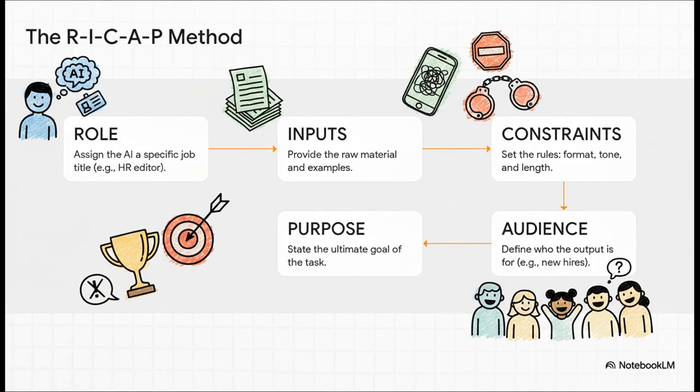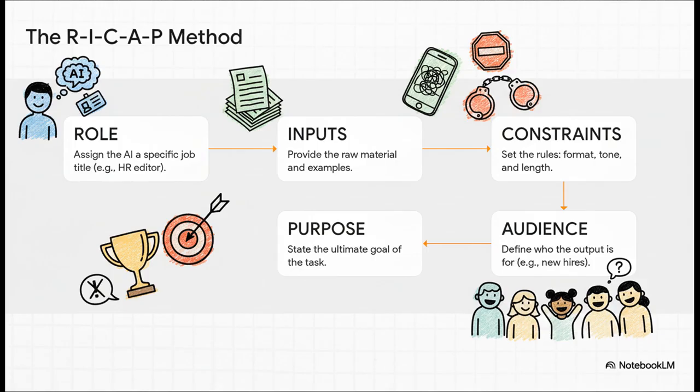Let's break down RICAP. First, R is for role. You tell the AI to act as an expert, like a professional HR editor. Next, I is for inputs. You give it the raw material, those messy email drafts. Then C is for constraints. These are the rules, right? Tell it under 150 words or use a friendly but professional tone.